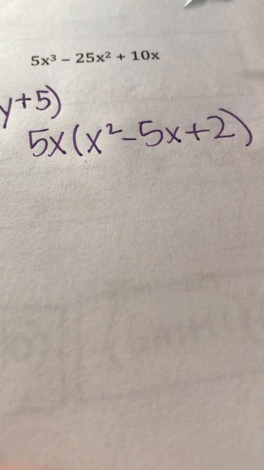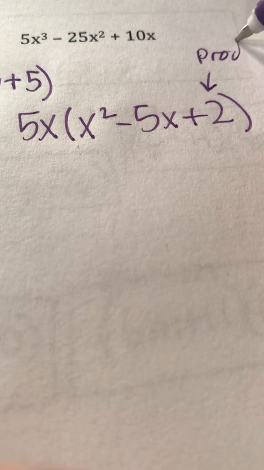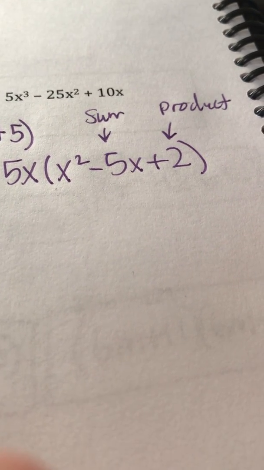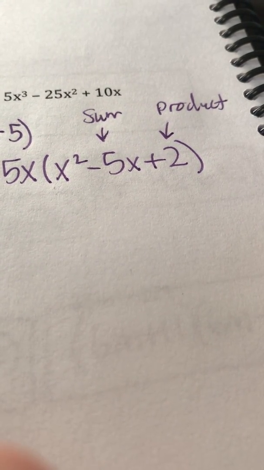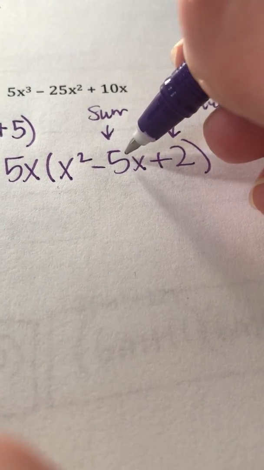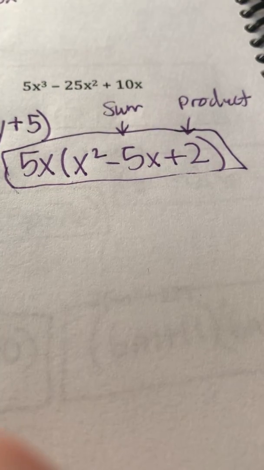So if I am looking at this and I'm thinking about what I know about factoring the easy way, I'm looking for a product of 2 and a sum of -5. Now, I can only get a product of 2 by multiplying, with whole numbers, 2 and 1. So if I look at my sum of -5, there's no way that I can get a sum of -5 with a 2 and a 1. So this is my final answer there. Okay? All right. We are cruising.